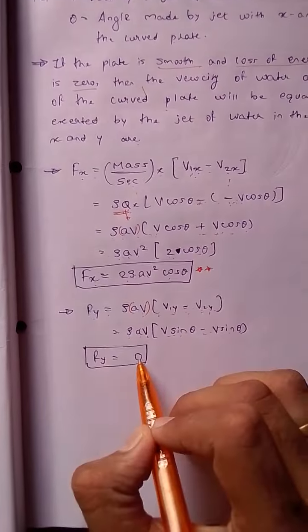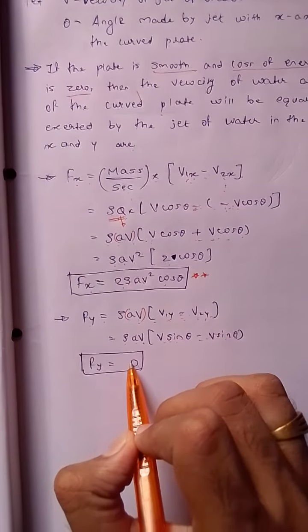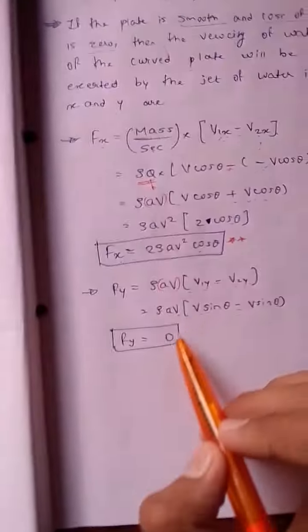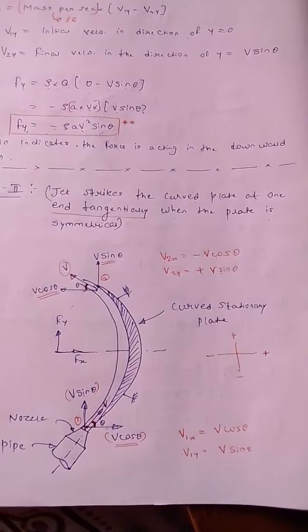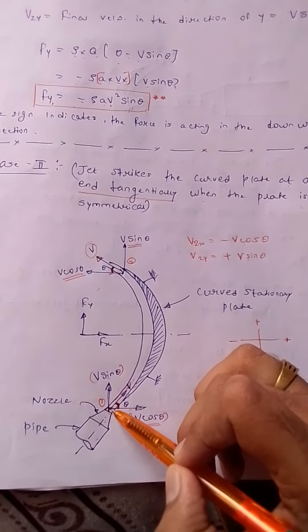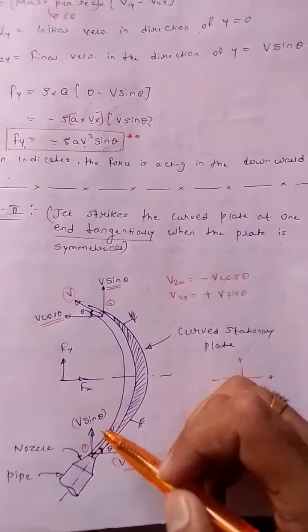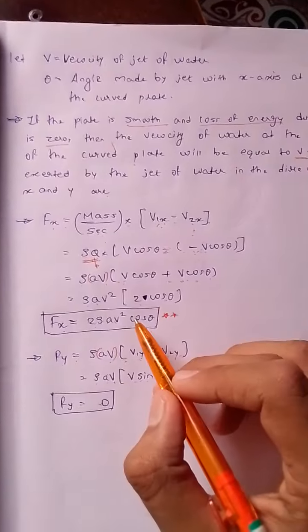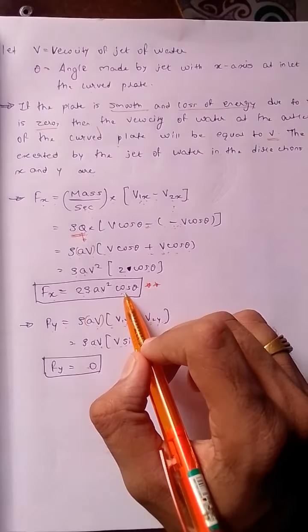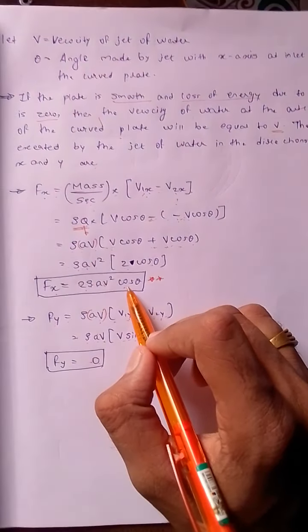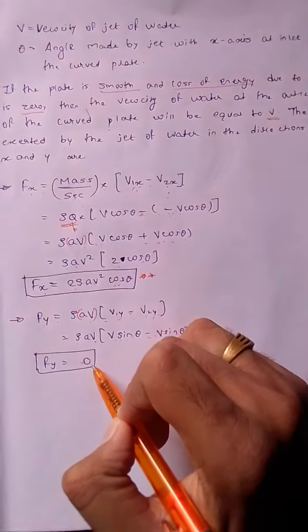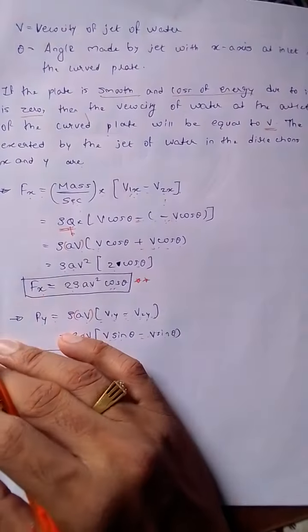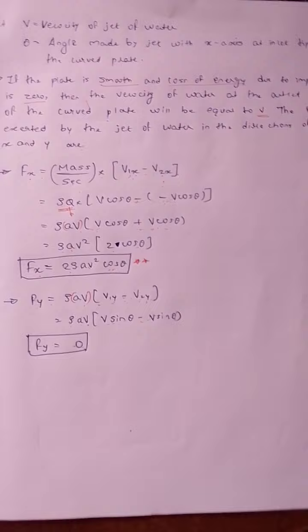So you can clearly say that the force exerted by the jet in the y direction, when the water is acting tangentially, is equal to 0. Means what? There are no forces acting along the y direction when the jet is tangential. So this is the final equation for the force exerted by the jet in x direction, and this is the force exerted by the jet in y direction. So here we complete our derivation for the curved surface.